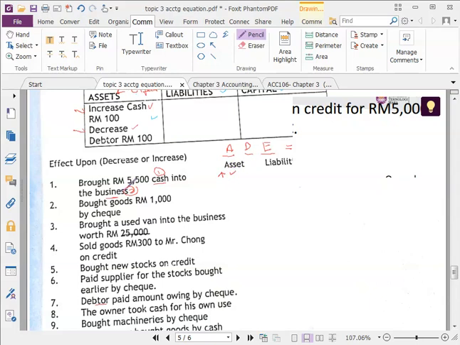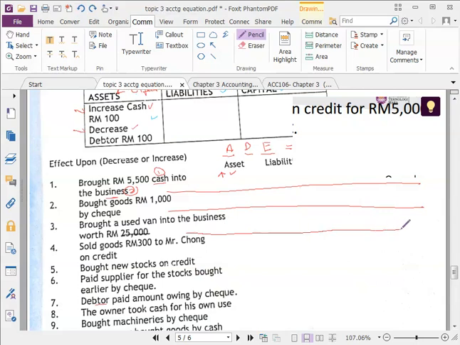Okay, into the business. Brought the first time into the business. What does that mean? Yes, that's right, Atika. Very good. So, its effect to the capital. Whether the capital for the business is increased or decreased. Decrease or increase, Atika? Yes, that's right. Okay. Why increase?